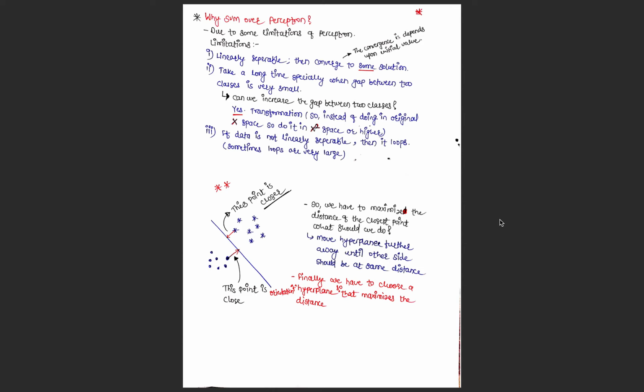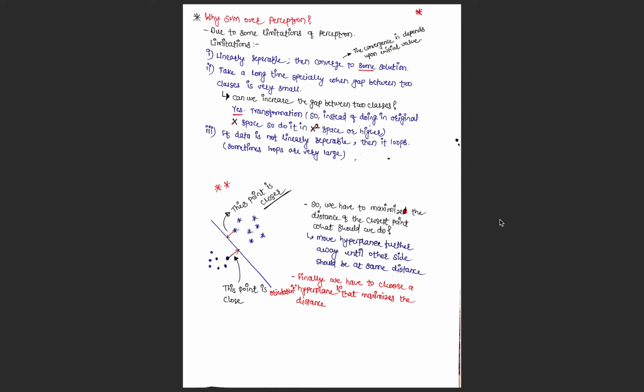So what are those limitations? First is, even if linearly separable data is available with us, sometimes perceptron will converge, or sometimes it will not. Basically, it will not guarantee that it will always converge, because convergence depends upon the initial value we take.